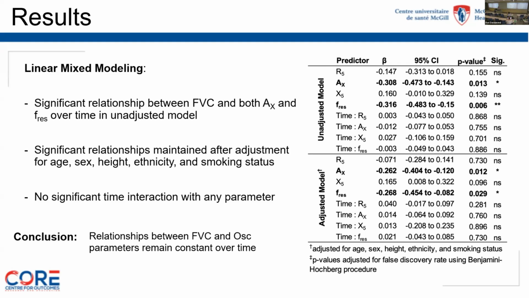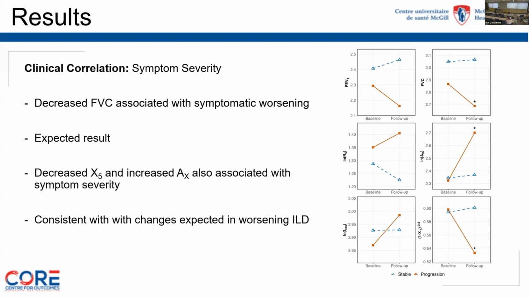From there, we attempted to correlate this clinically. First off, we looked at symptom severity. We stratified our cohorts by interval symptomatic worsening over the course of the study. And what we saw, as expected, in patients with worsening disease status, there was a decrease in FVC with symptomatic worsening. There was also a decrease in X5 and an increase in AX in patients with symptomatic worsening, which is consistent with previously published studies in this population.